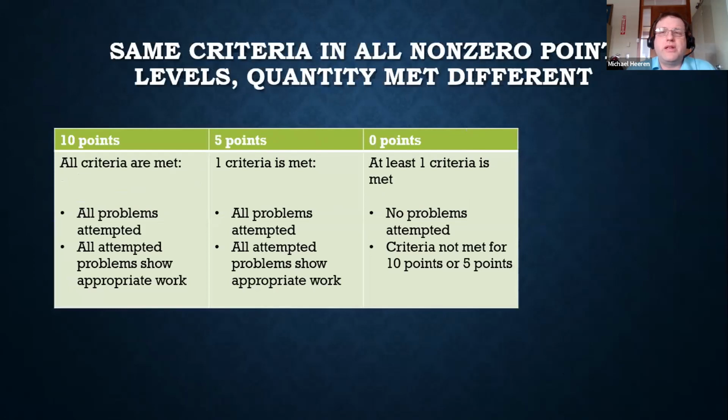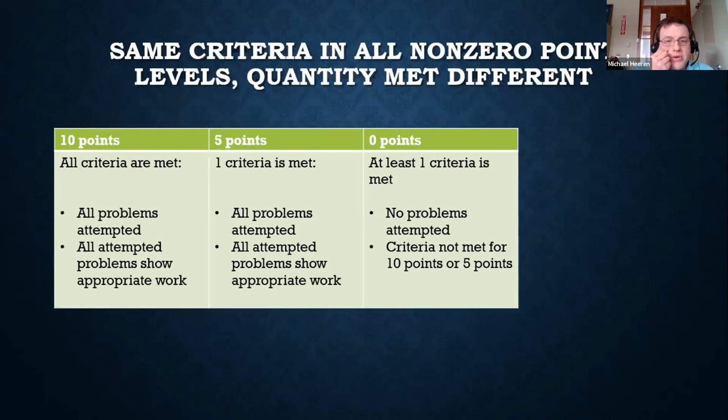Another way that you can set up your rubric is here. We have the same criteria in all the non-zero point levels, and the quantity met is different. For example, here, the two non-zeros are the 10 and the 5 points. I'm looking at: all the problems are attempted, and all attempted problems show appropriate work. So all the criteria are met. There's only 2 of them, but that's okay. Then we have: all the problems are attempted or all attempted problems show appropriate work. That is, we're looking at one criterion.